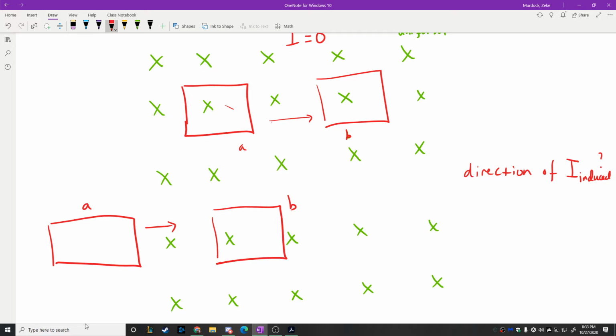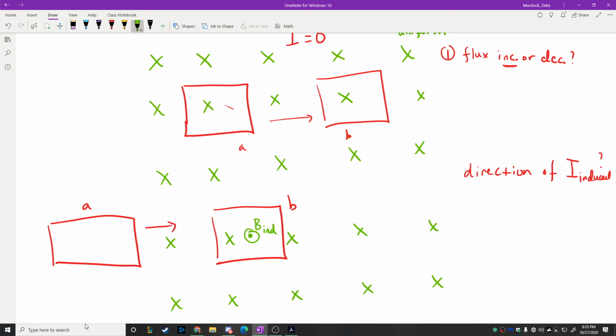Is the flux increasing or decreasing? That's the first question. Flux increases, right? Okay. In this case, flux is increasing from here to here. That means that the induced magnetic field needs to point opposite. So I'm just going to draw right at the center of the loop here. This is going to be the direction of induced magnetic field, right?